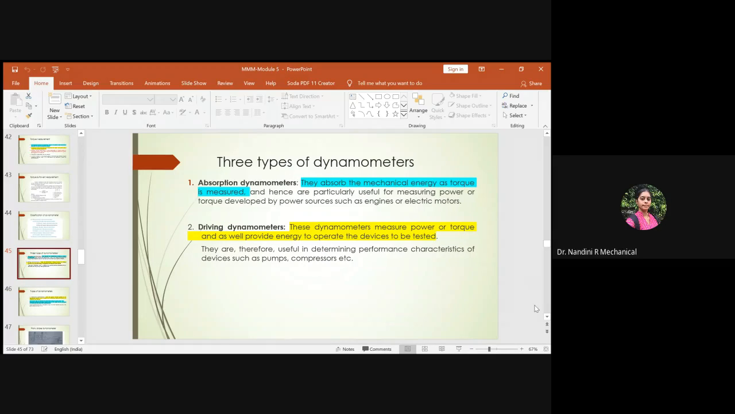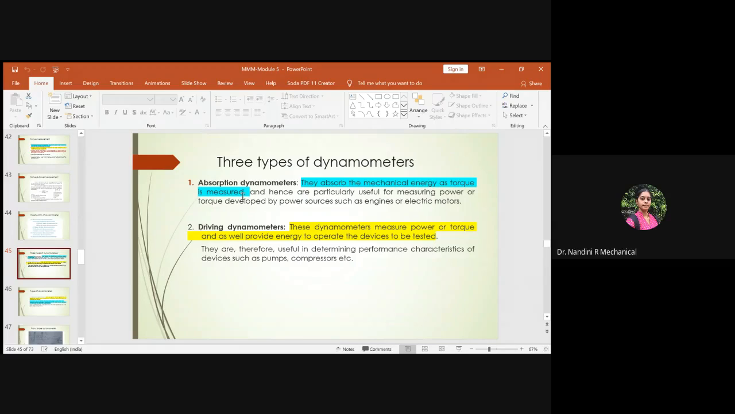First one is absorption dynamometer. So the name only suggests what you mean by absorption dynamometers. So these dynamometers absorb the mechanical energy in the form of force or vice versa and provide the required amount of the torque which has to be measured.